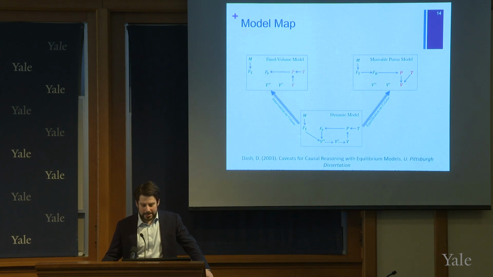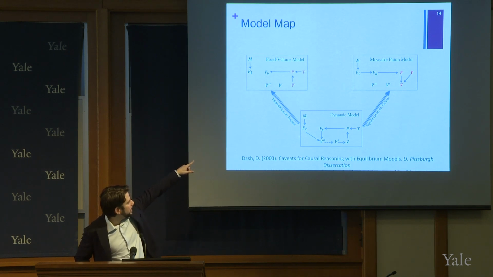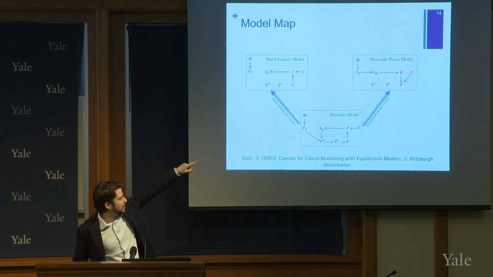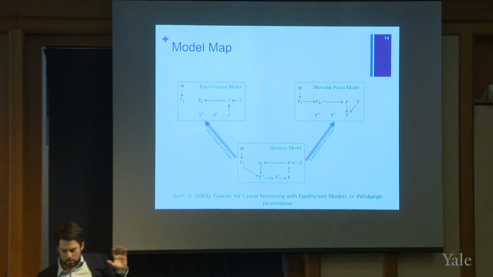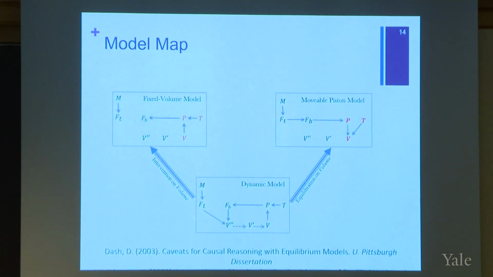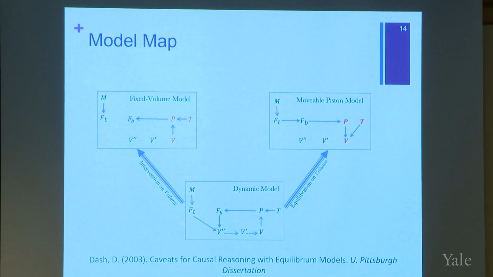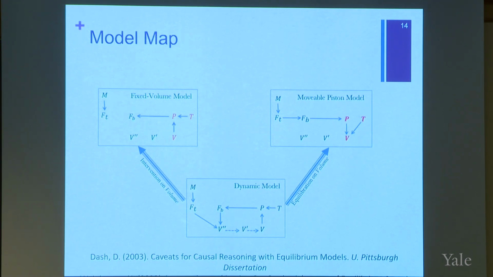In this particular case, we saw that with the dynamic model I gave you, if you intervene, you get one model, the one corresponding to the fixed volume system. If you equilibrate, you get a different model, the one corresponding to the movable piston. Without going too much into the details, the fact you get these two models has actually been a source of lots of consternation. Denver Dash, in his dissertation, thought that this was really a problem with equilibrium models, for reasons that I'm not going to go deeply into.